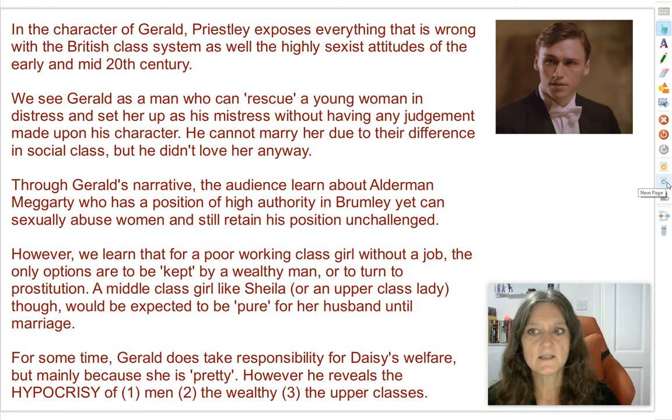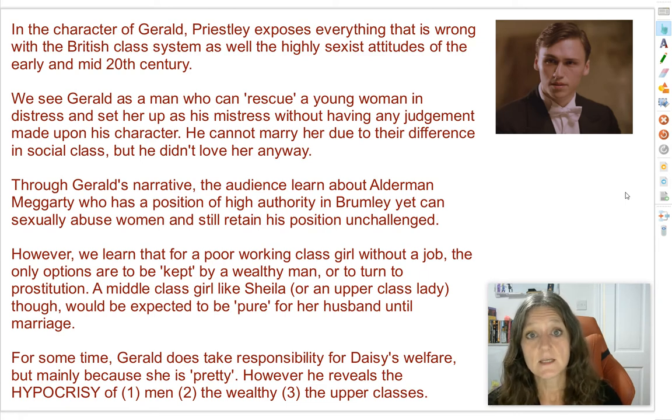And then finally, Gerald. And whilst in a way, what J B Priestley is trying to teach us through Sheila and Mr. Birling is quite straightforward to follow, it's a little more complex with Gerald, isn't it? So through the character of Gerald, Priestley exposes everything that's wrong with the British class system.